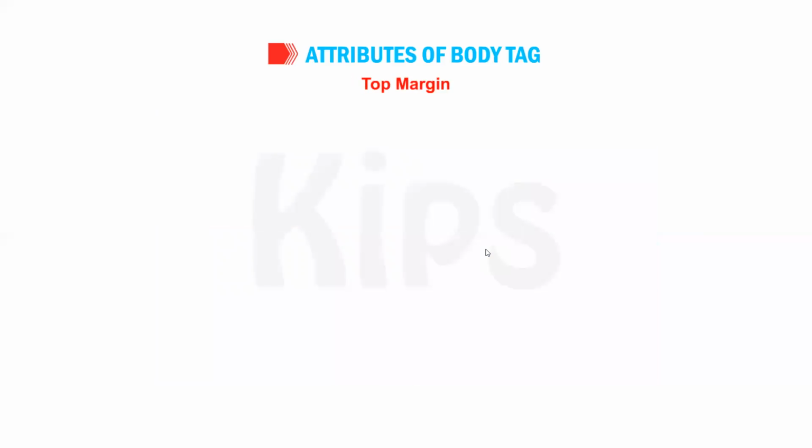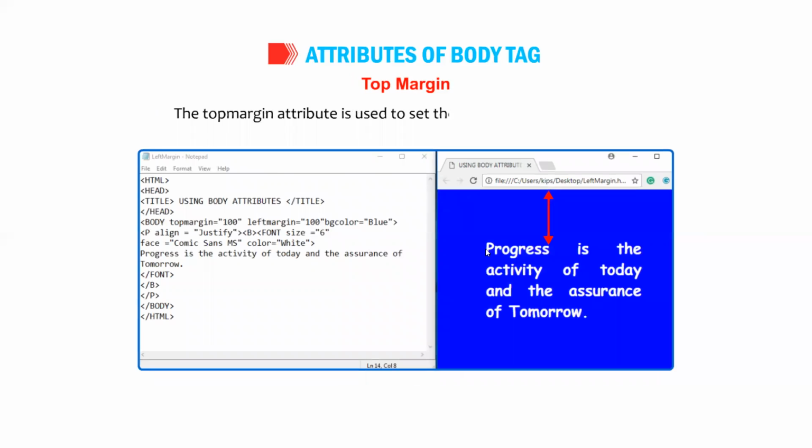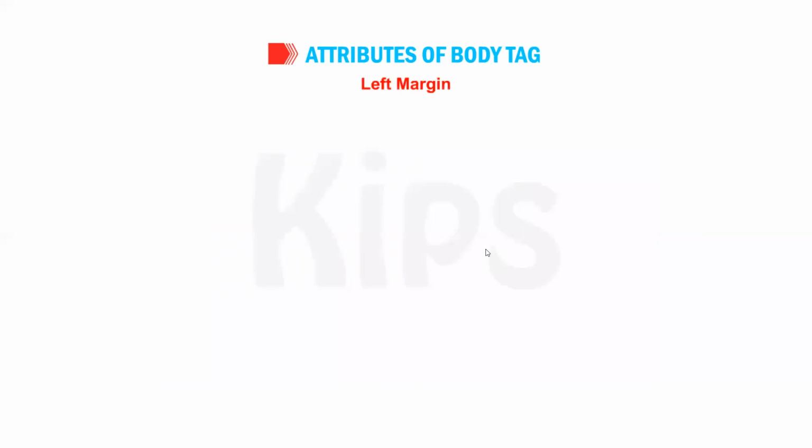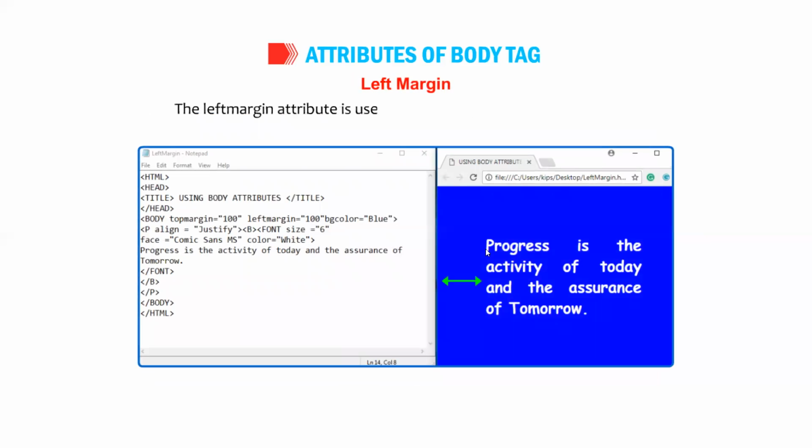Top margin. The top margin attribute is used to set the top margin of a web page. It accepts values in pixels and displays the text away from the top edge of the web page by the specified value. Left margin. The left margin attribute is used to set the left margin of a web page. Just like top margin, it also accepts any value in pixels. The value accordingly keeps the text away from the left edge of a page.